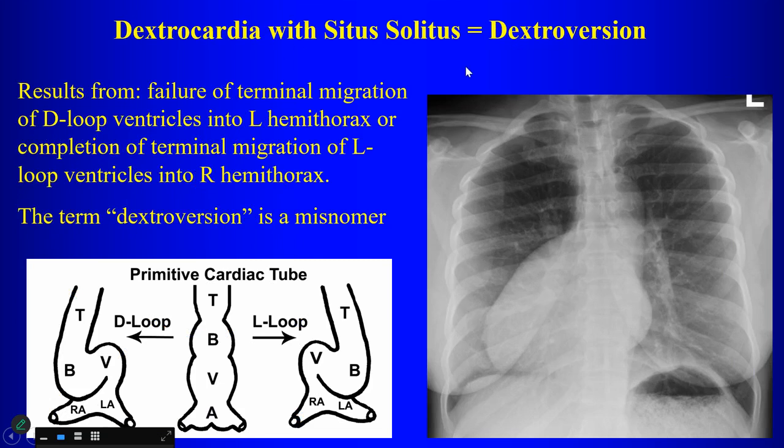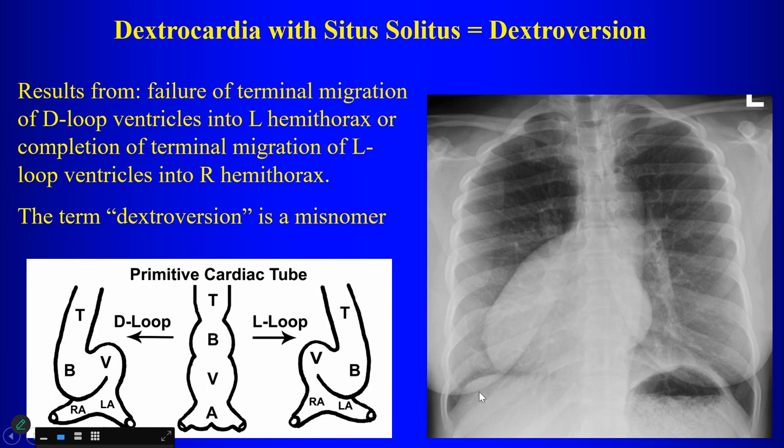Dextrocardia, though, with situs solitis, that's a problem. That's called dextroversion. So that can result from failure of terminal migration of D-loop ventricles into the left hemithorax, or completion of terminal migration of L-loop ventricles into the right hemithorax.